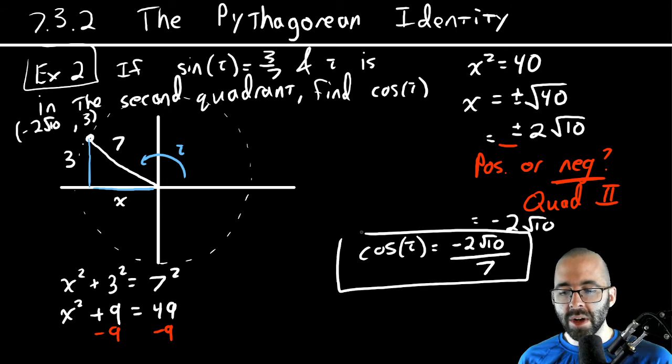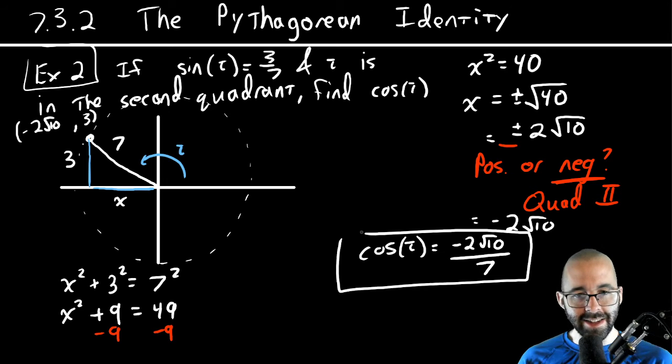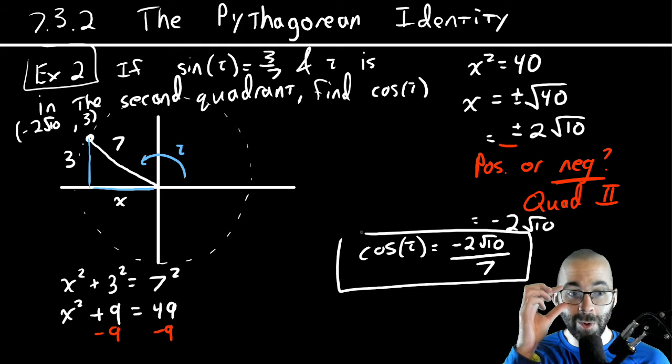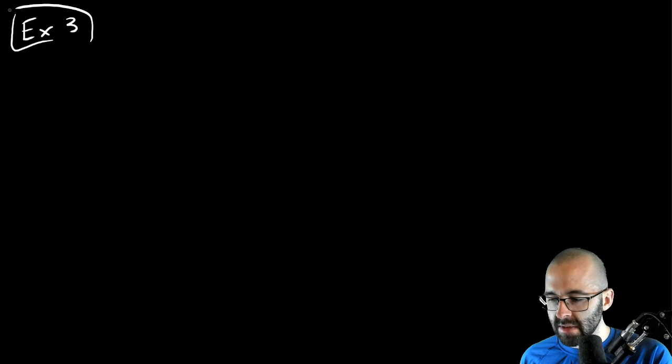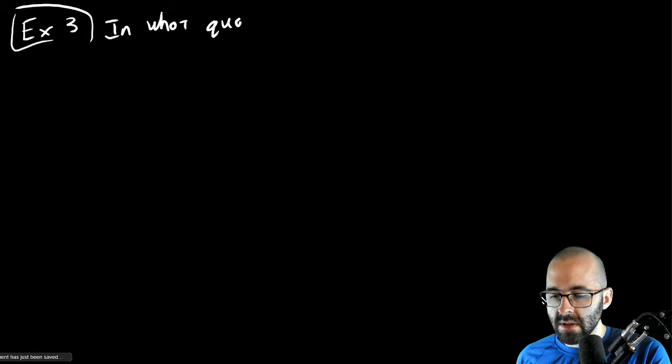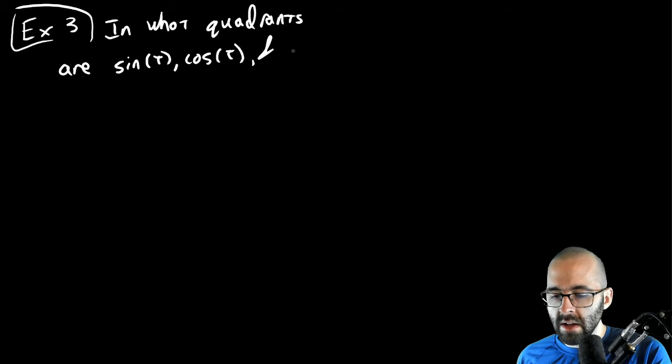This example. We're going to do another example, and then we're going to combine these two examples to kind of show something cool. Okay, so get ready. One more example, and then we're going to put them together to get something awesome. In what quadrants are sine of t, cosine of t, and tangent of t positive?